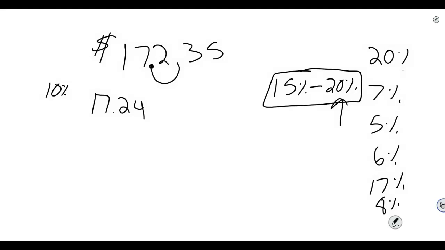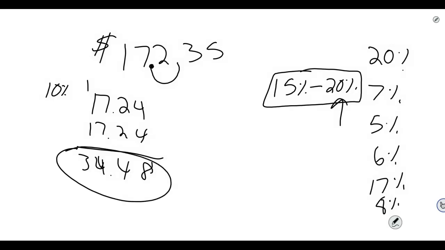How much would 20% be? What would we do to find 20%? Jason? You would multiply it by 2 or add it to itself. 8, 4, 14, $34.48 is how much you should tip if you have a bill of $172.35. So all you do is swoop it one time to the left, and that's 10%.